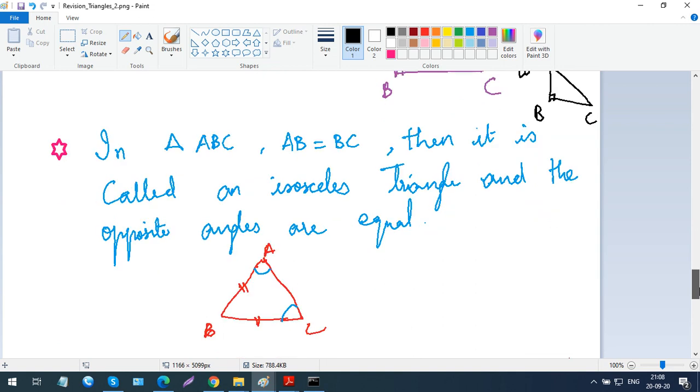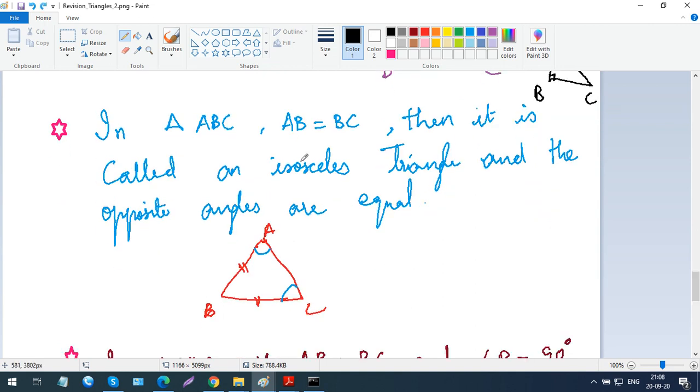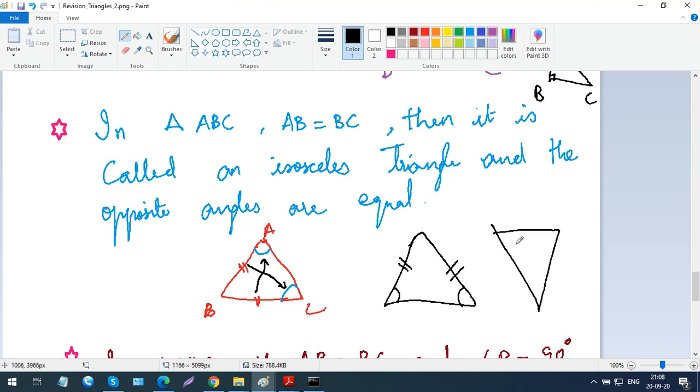In triangle ABC, if AB and BC are equal, then it is called an isosceles triangle, right? You know that if two sides are equal, it's an isosceles triangle. Then if these two sides are equal, the opposite angles will be equal. That is, the angle opposite this side is this, and the angle opposite that side is this. These two angles will be equal. If I have a triangle like this and I say that this and this are equal, then this will be equal to this. Understood? So it's all about the base angles being equal. All right, now coming to this next point.